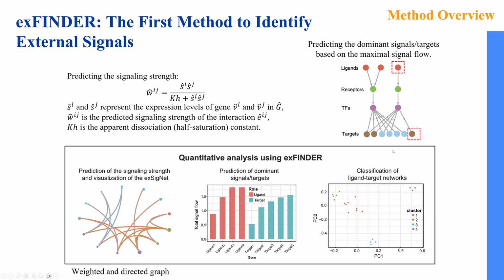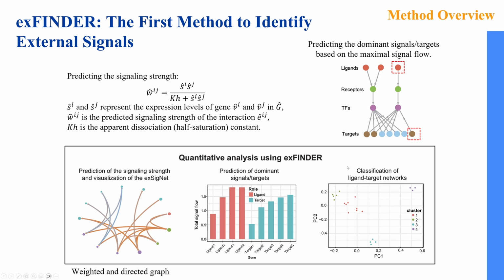And then for the targets, we can compute. Maybe, let's say this target has the most signal inflow. That indicates that these are the critical ligands, the critical external signals, and this is the critical target. And once we have multiple of these weighted and directed graphs, we can do classification for these networks.